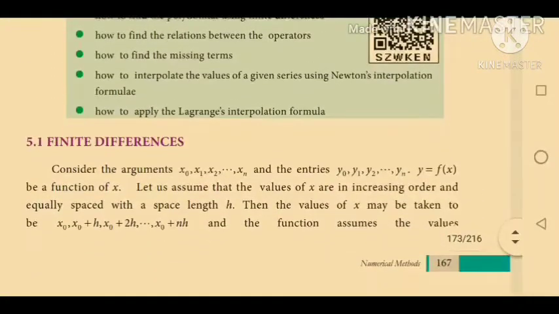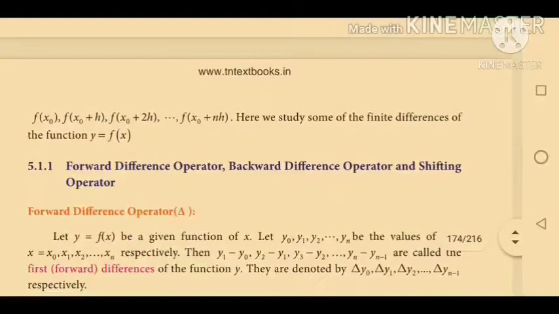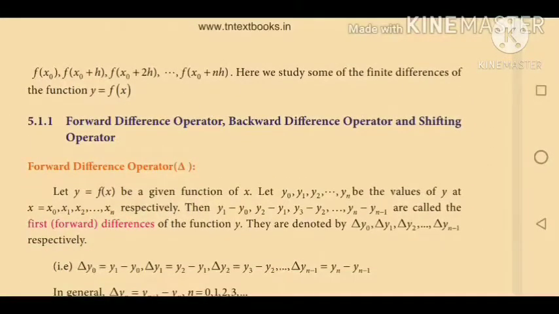What is meant by finite differences? For example, consider the arguments x0, x1, x2 up to xn and the entries y0, y1, y2 up to yn. Here y equal to f of x is a function of x. We can assume the value of x may be taken as x0, x0 plus h, and so on. Here there are two methods: one is the forward difference operator, another is the backward difference operator, and the shifting operator.